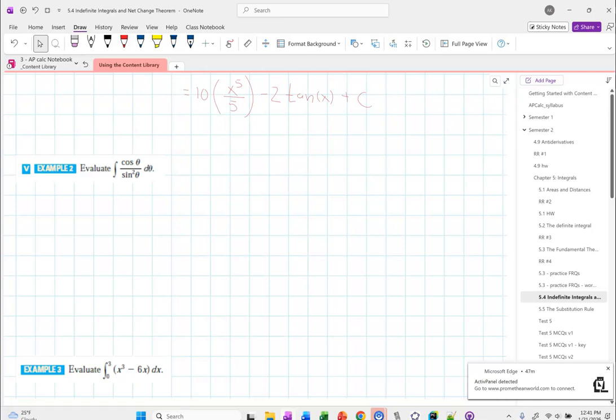Let's look at this example. I have the integral of cosine theta over sine squared theta d theta. Do we know how to do the antiderivative of a quotient?